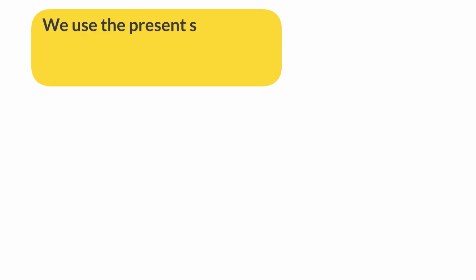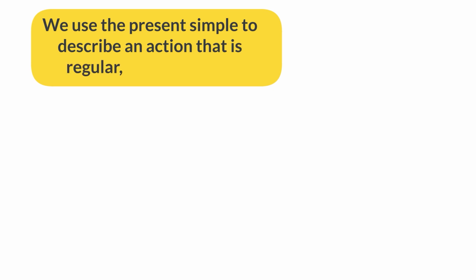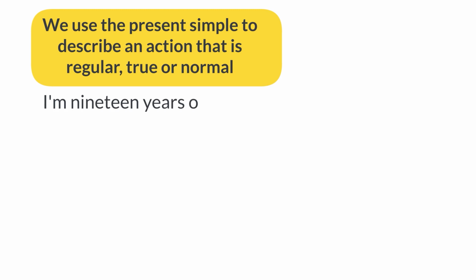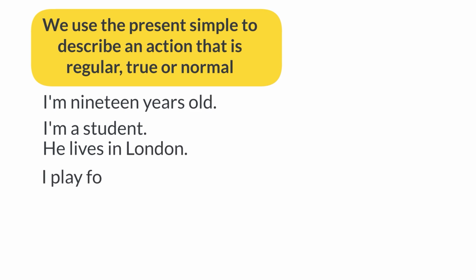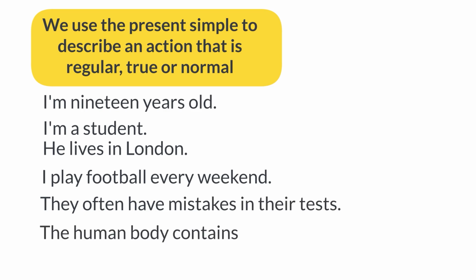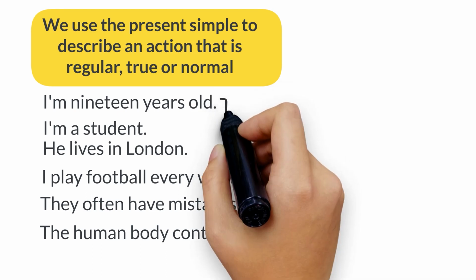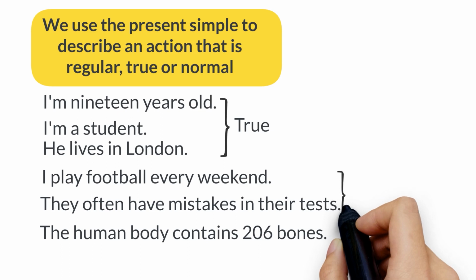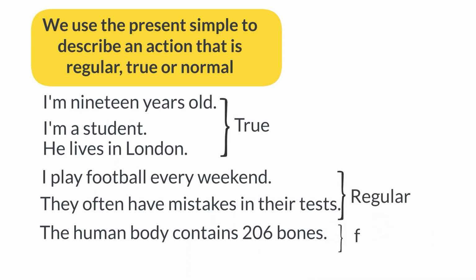We use the present simple to describe an action that is regular, true or normal. I'm 19 years old. I'm a student. He lives in London. I play football every weekend. They often have mistakes in their tests. The human body contains 206 bones. Something that is true happens regularly in the present.